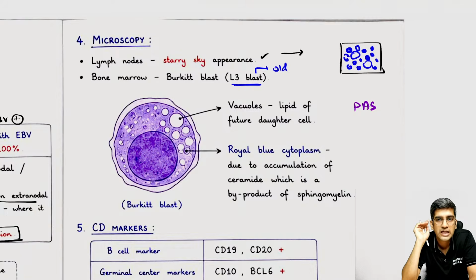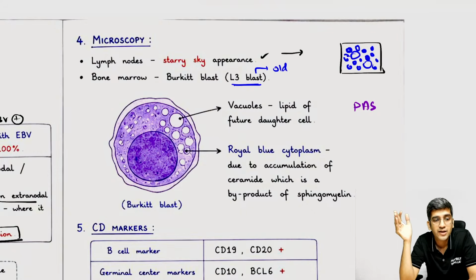Lymphoid blast, PAS positive or PAS negative? What do you guys think? Lymphoid blasts generally are PAS positive, right? ALL blasts are PAS positive, right? Which blast is SBB positive? MPO and SBB are positive for myeloblast, right?